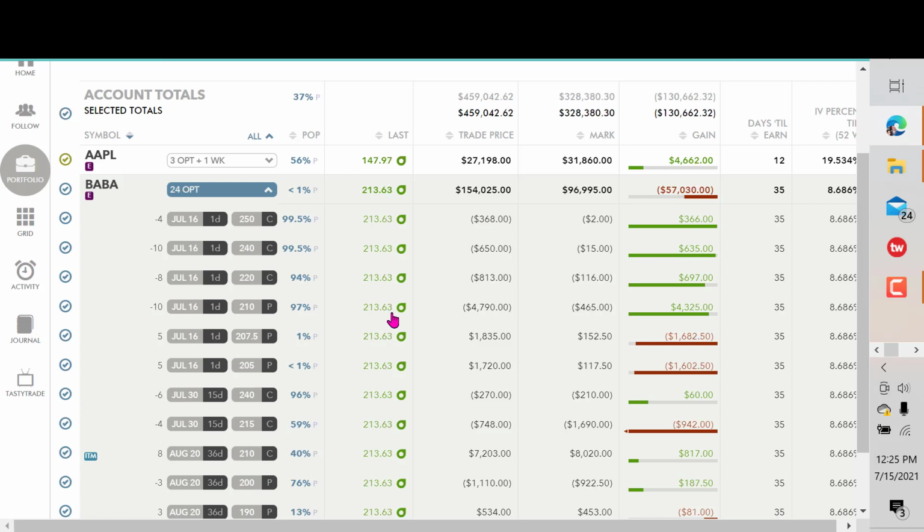So this thing's been bouncing up and down for the last month. It had been about a month and a half ago at about $255. So, am I real confident that it won't go below 210 tomorrow? Not really. It's saying that there's a 97% chance that it will stay above 210, and I kind of like that. It's saying there's a 1% chance that I'll go below 207 or even 205. So the odds are in my favor.